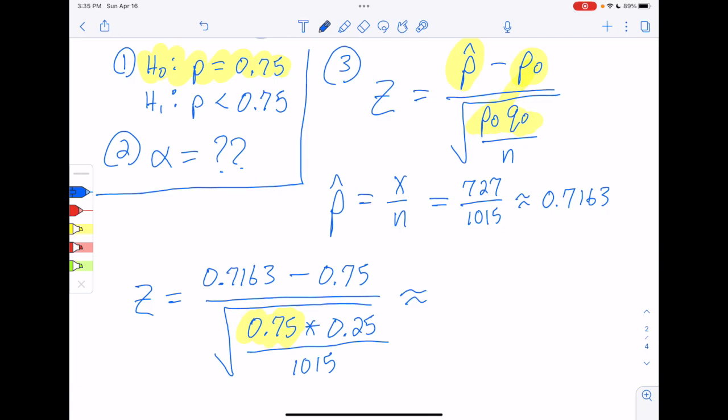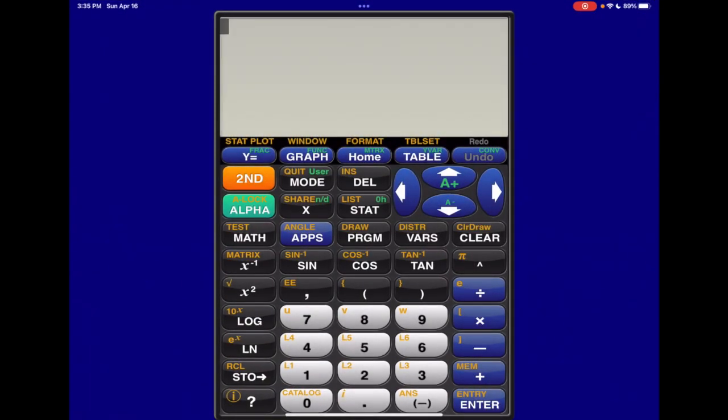All right, so moving over to the calculator, let's see what we get for that. We need parentheses around the top, so 0.7163 minus the claim value, 0.75, in the parentheses, so that subtraction gets done before the division. And then in the denominator, we want a square root. I started an open parenthesis there, but we don't want that before the root. We want it afterwards, and the calculator starts that for me automatically. So we have our P0 times Q0. Don't close the parentheses yet, because part of that square root is dividing by the sample size, so we need to get that in there before we close the parentheses. So parentheses around the numerator, parentheses around the stuff in the square root.